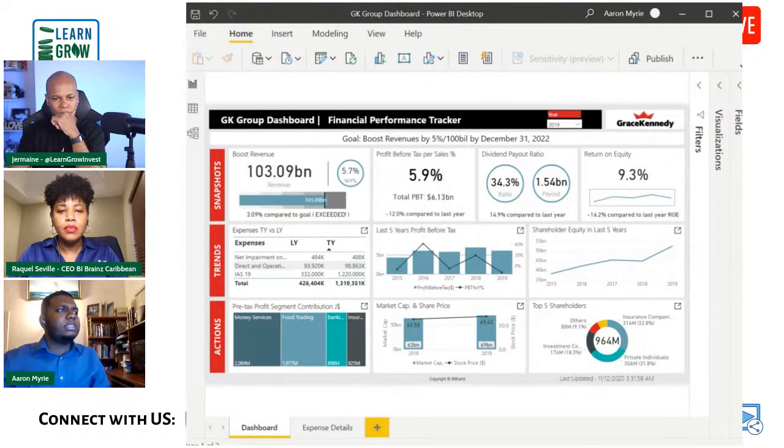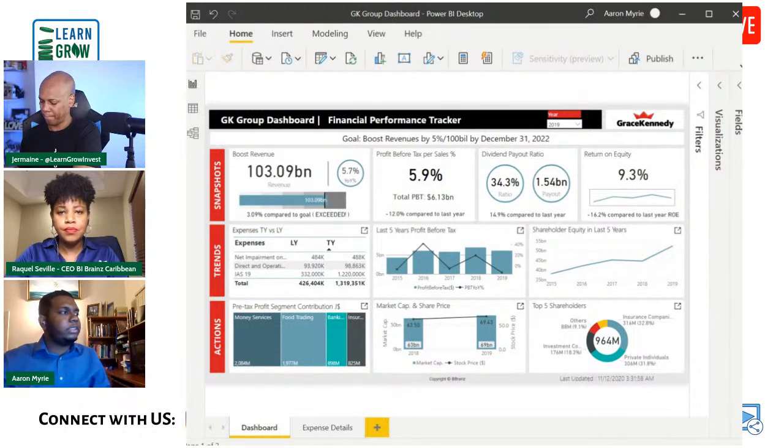The next KPI that we look at is dividend payout ratio. So this is a fraction of net profit paid to shareholders. 34.3% was the fraction that is paid to shareholders, and the dollar value is 1.54 billion. And comparing to last year, the company paid more, 14.9%. The next KPI that we look at is return on equity. This is a profitability ratio. They had a ROE of 9.3%, and comparing to last year, the ROE had dropped by 16.2%.